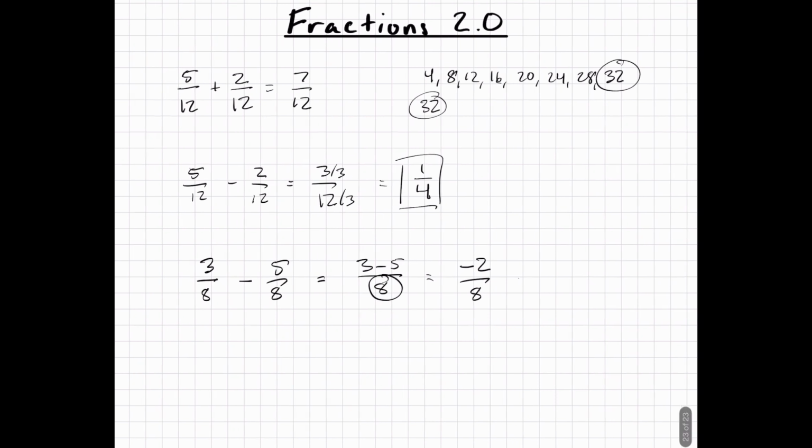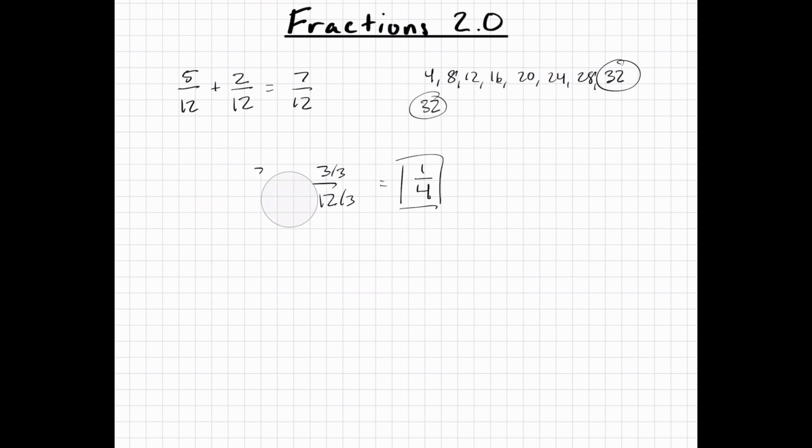So negative 2 over 8, we can simplify just like we would 2 over 8. We divide by 2 on both the top and the bottom, and we're left with negative 1 over 4. That's a simplified version, okay? So don't be scared of negative numbers with fractions. They're perfectly normal, and they come out of equations just like this all the time.